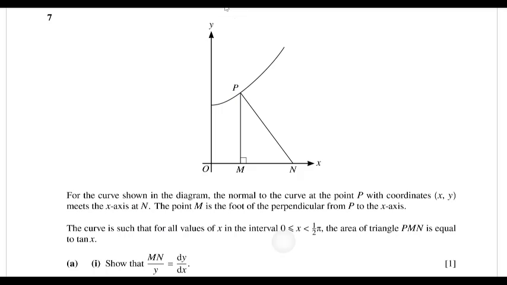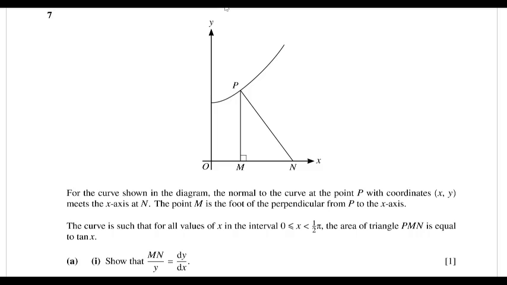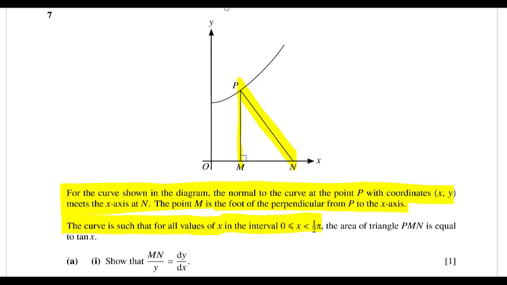Now in the 7th question we can see there is a curve. So for the curve shown in the diagram, the normal to the curve at the point P, the normal to the curve means this is the normal, with the coordinates x, y, meets the x-axis at N. We can see it's meeting here. The point M is the foot of perpendicular from P to the x-axis, so it is 90 degrees. The curve is such that for all values of x in the interval 0 to half pi, that is pi by 2, the area of the triangle PMN is equal to tan x.